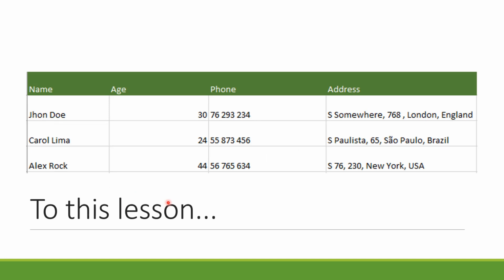For this lesson, we're gonna have this table here as an example. It's a simple user table where we have the name field, age field, phone field, and address field. This table doesn't follow the first normal form. During this lesson, we're gonna change this table to follow the first normal form. Nice? So keep this table in mind.